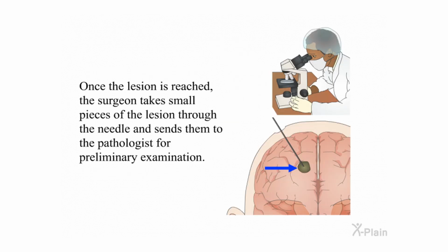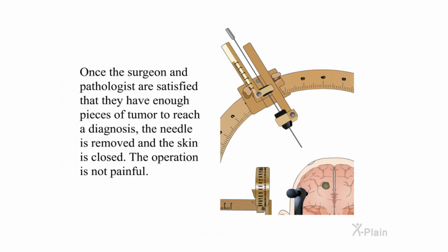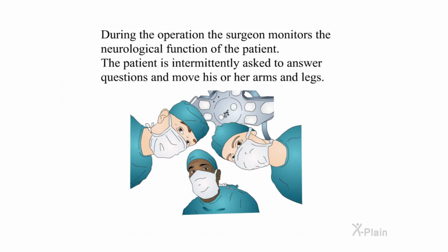Once the lesion is reached, the surgeon takes small pieces of the lesion through the needle and sends them to the pathologist for a preliminary examination. Once the surgeon and pathologist are satisfied that they have enough pieces of tumor to reach a diagnosis, the needle is removed and the skin is closed. The operation is not painful. During the operation, the surgeon monitors the neurological function of the patient. The patient is intermittently asked to answer questions and move his or her arms and legs.